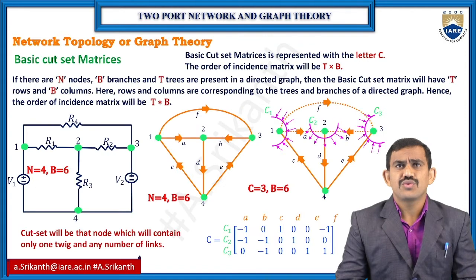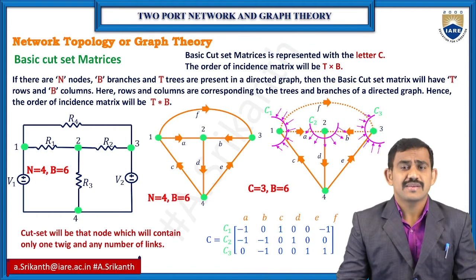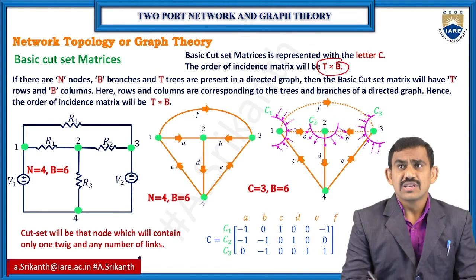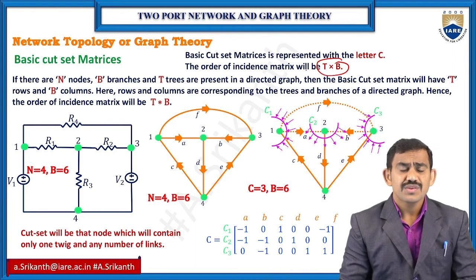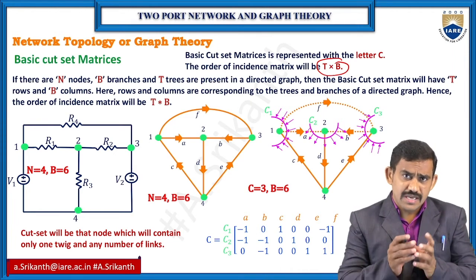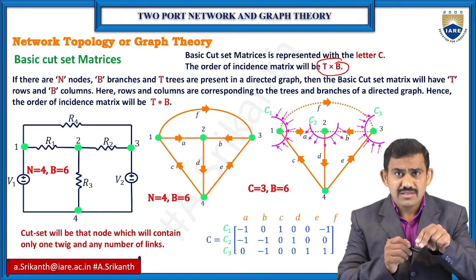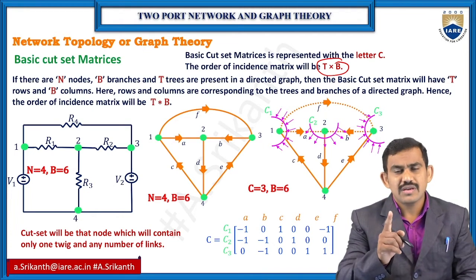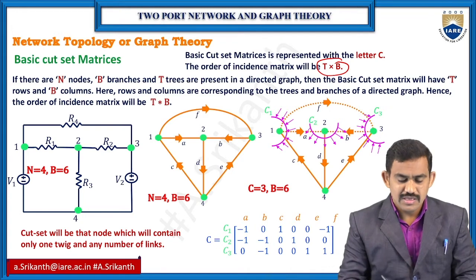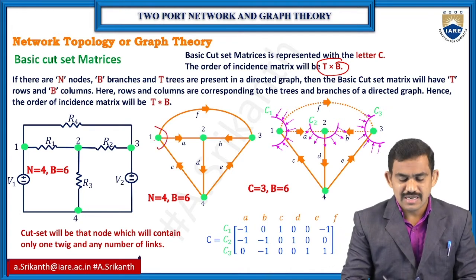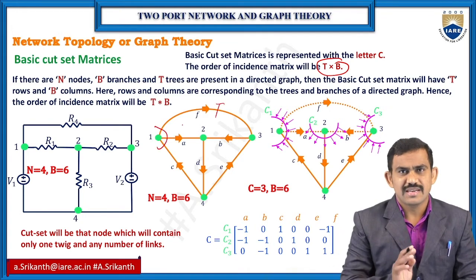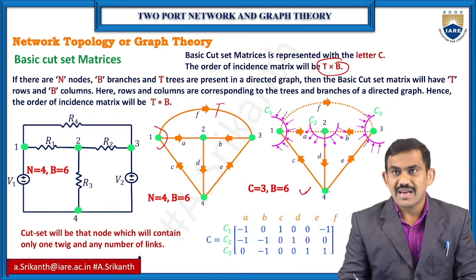And coming to the C matrix, this depends upon trees into branches. So here, you need to cut those trees. In a particular node, I need to cut only one tree. Suppose this is the original graph. For this original graph, I have three trees: 1, 2, 3 trees. You can cut here.